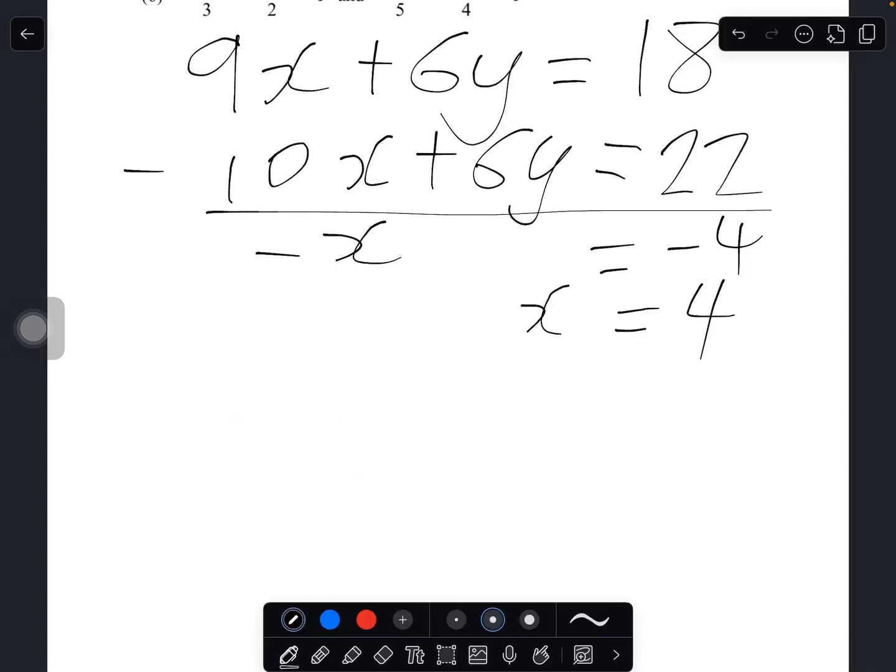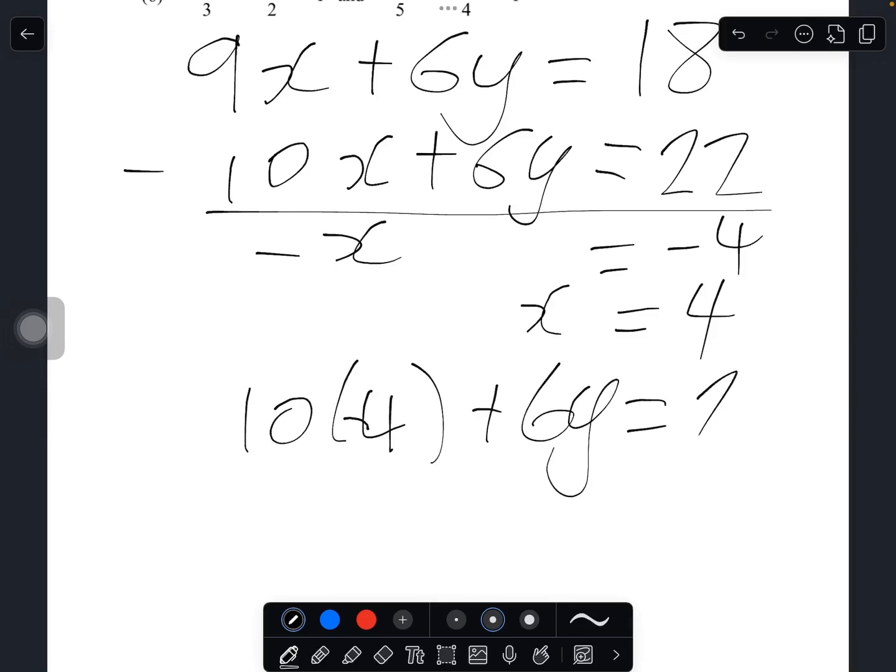Now, since we have that x equals 4, we can substitute that in. So I'll substitute it into this 10 into 4 plus 6y equals 22. So I'll then get 40. So I'll have 6y equals 22 minus 40.